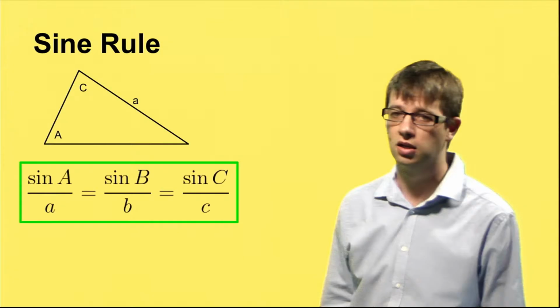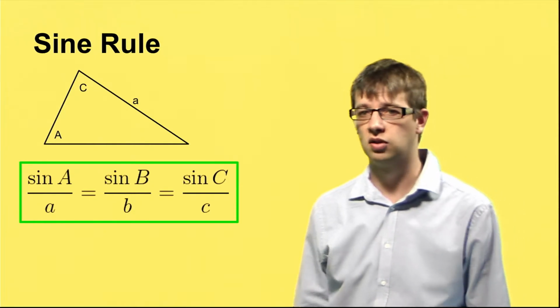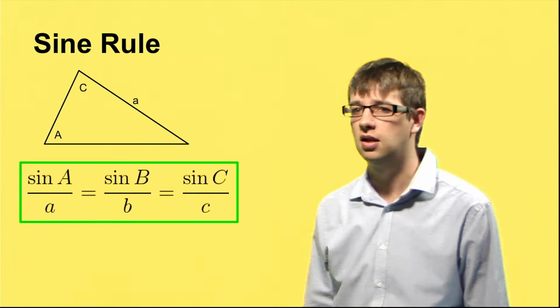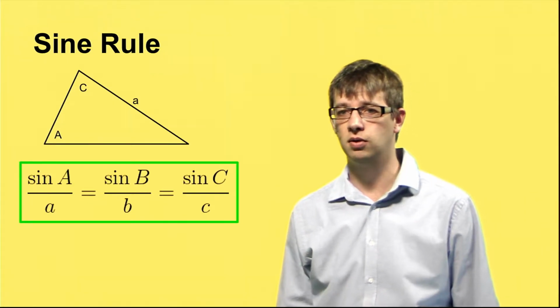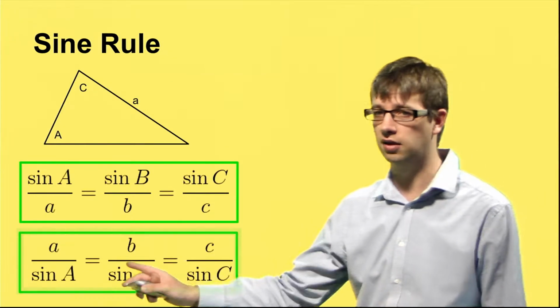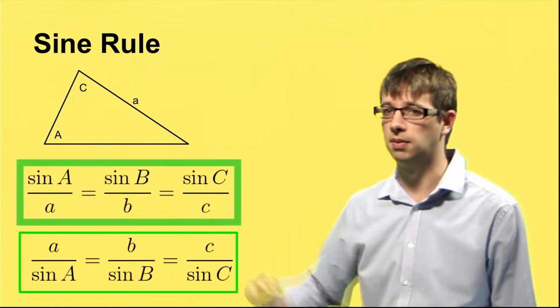So the sine rule is when you have sine of A over side length A equals sine of B over side length B equals sine of angle C over side length C. The other thing we can do is take the reciprocal of that if we're looking for the side lengths. So if we're looking for the side lengths, we'd use this, or if we're looking for the angles, we'd use this one.